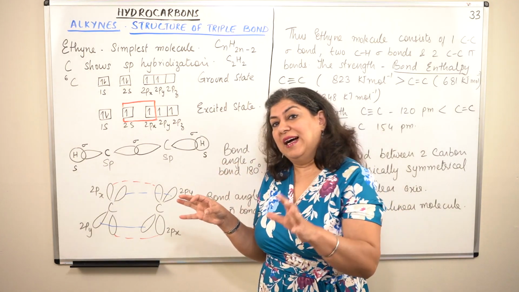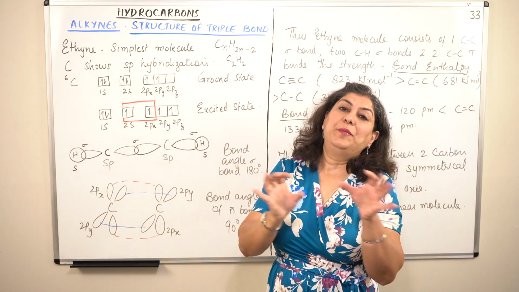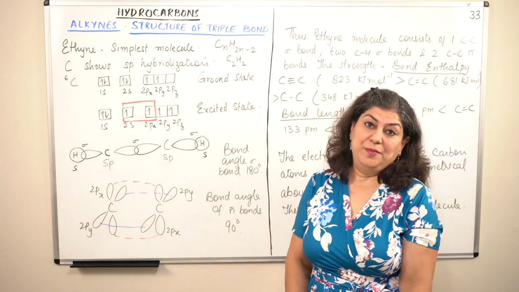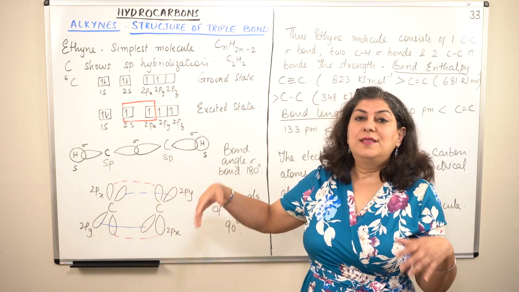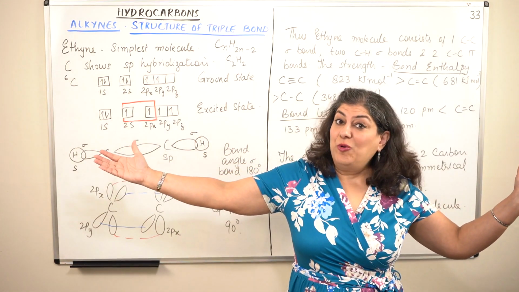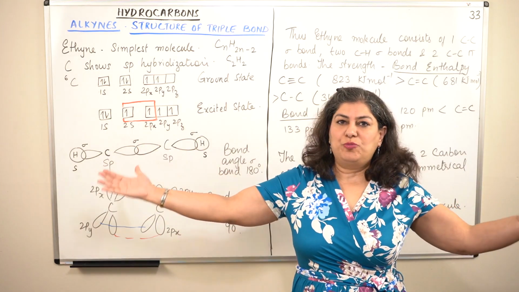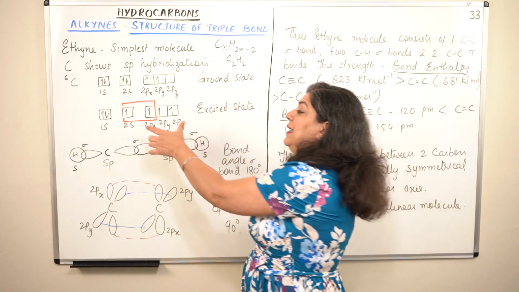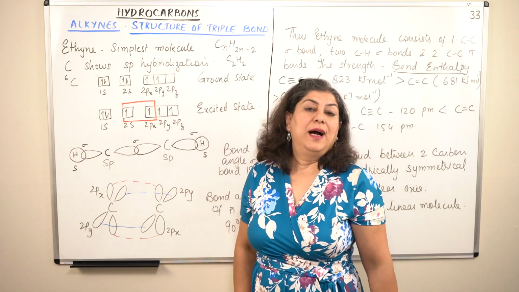Then in the case of alkynes, what happens? 1 s orbital and 1 p orbital hybridize. The other 2 p orbitals do not participate in hybridization. Why? Because they are not going to form single bonds. Since they are not going to form single bonds, they do not need to spread out. They are going to form multiple bonds, and in order to form multiple bonds, they don't need to spread out, they need to be more compact. Therefore, in the case of alkynes, the kind of hybridization we see is sp hybridization.